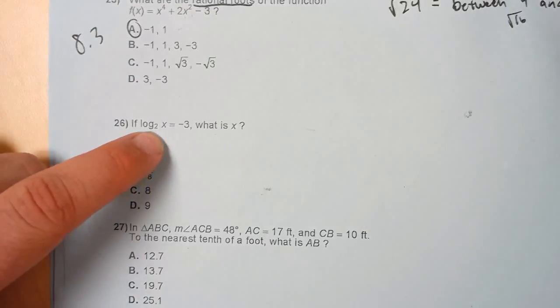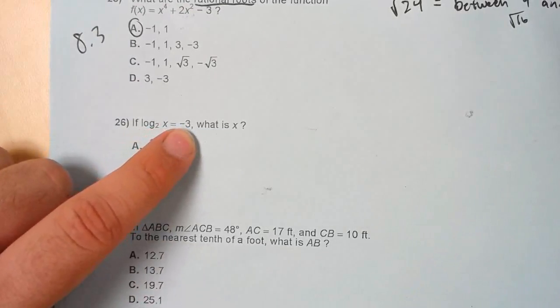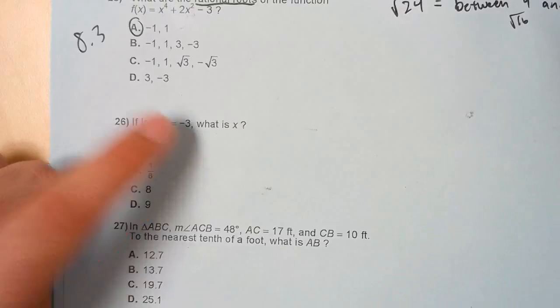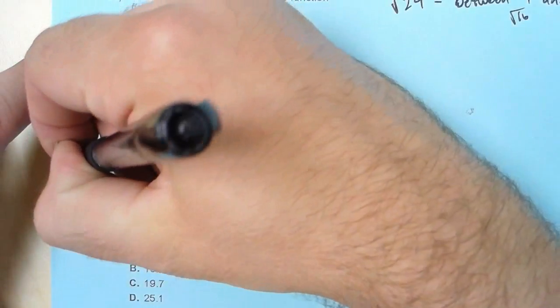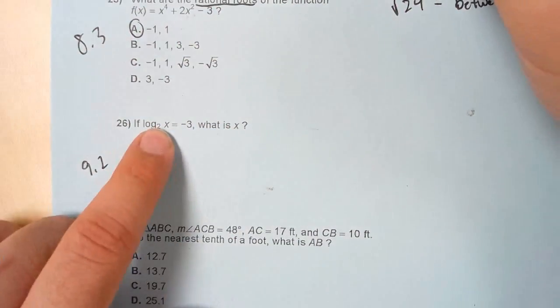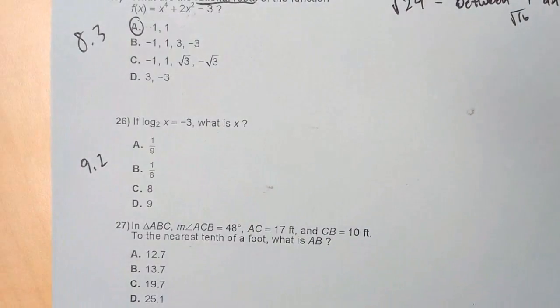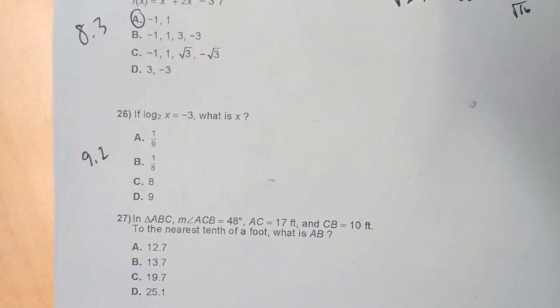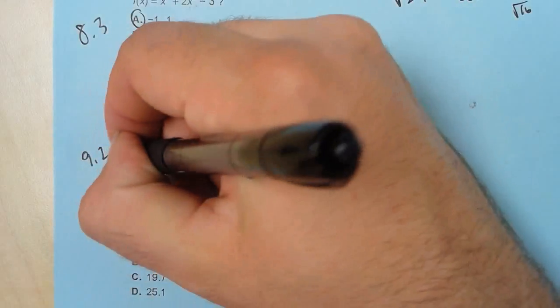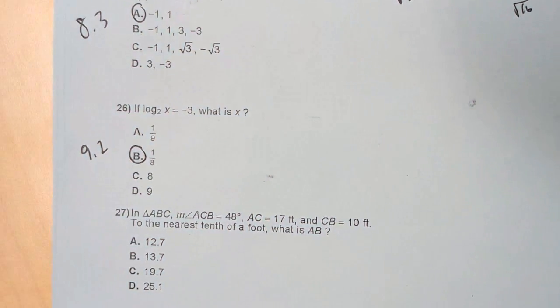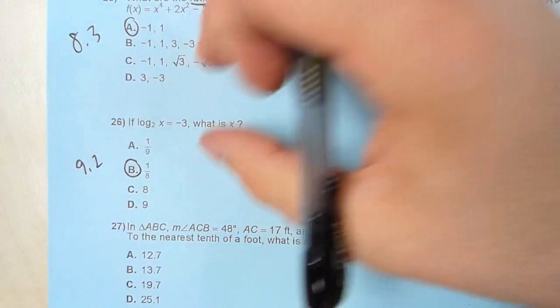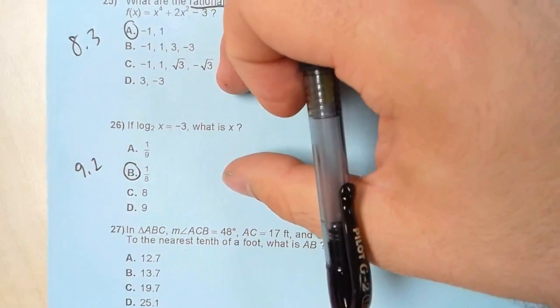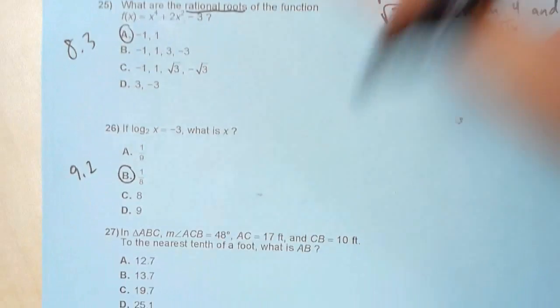Okay, 26. Log base 2, which is that little number down here, of x is equal to -3, which is 9.2, the unit right after number 8. We'll deal with going back and forth between logs and exponential form, and we'll figure out what all that means then. For 9.2 right now, for number 26, we're just going to say that the answer is going to be B, and you will totally be able to get this after you've done 9.2. So that's two problems that you're 100% going to be able to get after we have gone over it. Until then, we're just not going to worry about it.